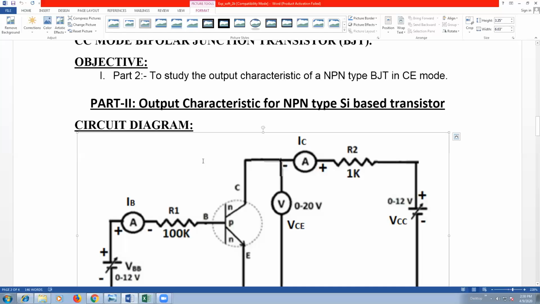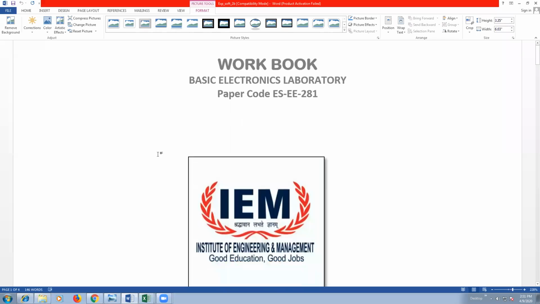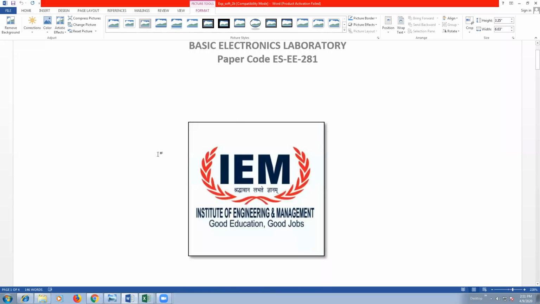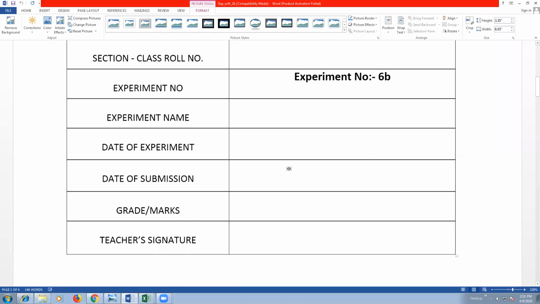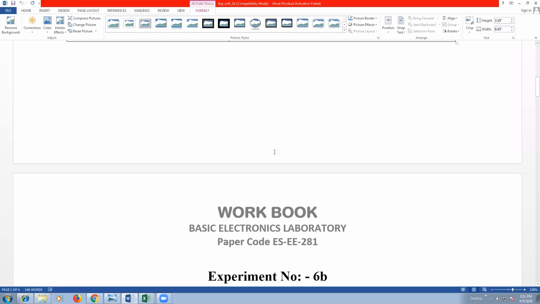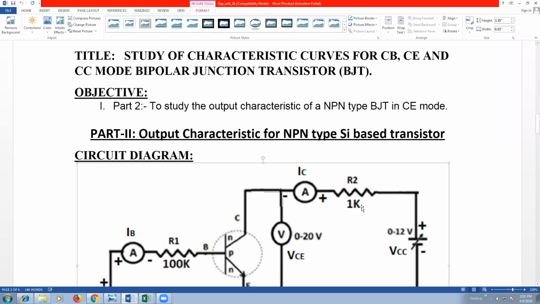So this is your lab workbook, which I already gave you in our official WhatsApp group. There you have to fill in all these entries: your name, section, roll number, etc. And you will see that this is the circuit diagram of this experiment.